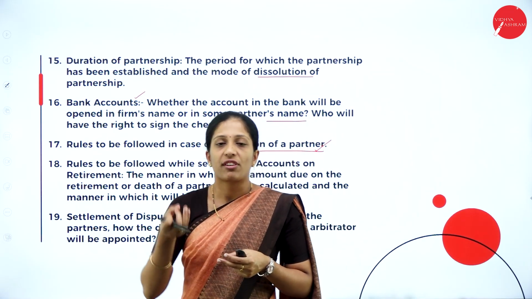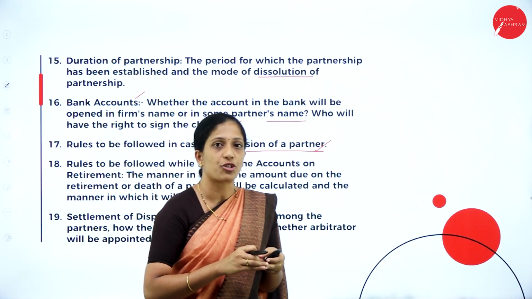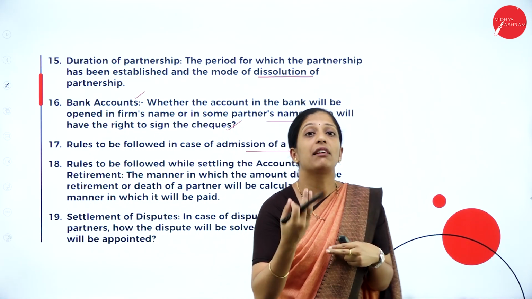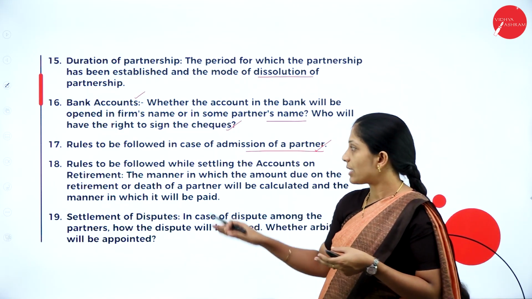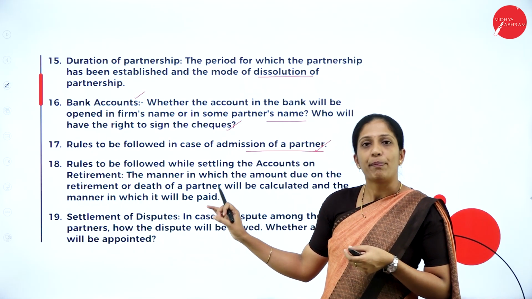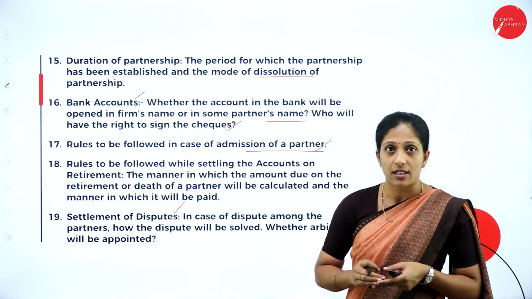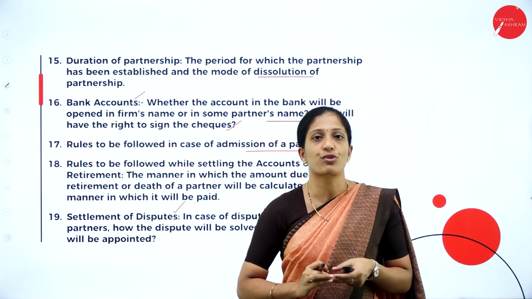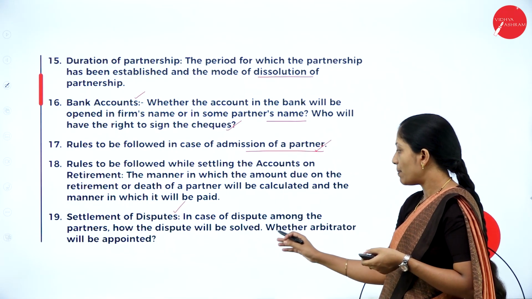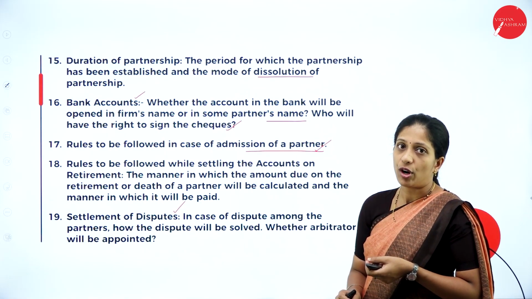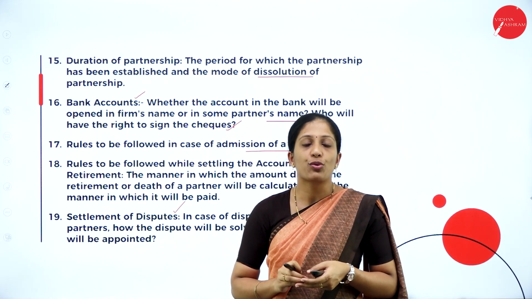Suppose a partner retires from the partnership firm or dies, whatever amount has to be given to him, on what basis the settlement will be made. Such decisions have to be written in the partnership deed. Next, settlement of disputes. Suppose there are clashes between the partners, how are they going to settle the disputes? Whether an arbitrator will be appointed, whether any third party will be appointed in order to settle the disputes of the partners.